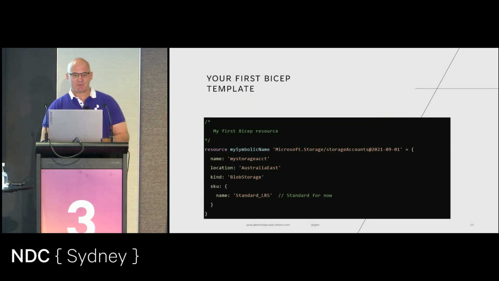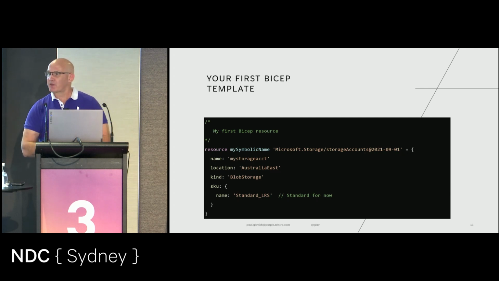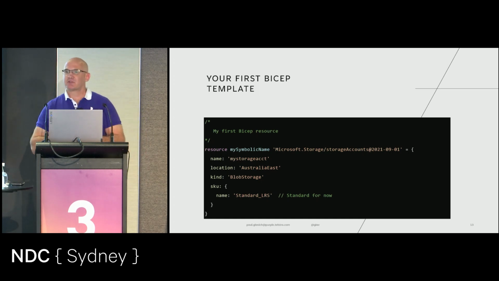In terms of first Bicep template, we'll go from here. You can see here, this is actually for a storage account. You can see we're declaring a resource of my symbolic name. It's a Microsoft storage account at the API version. We've got name, location, kind, and the SKU type there. You can see also that we're embedding comments in there, pretty easy as well. So again, nice little thing, especially with comments, with complex deployments, they can be very handy. So Bicep fully supports them.